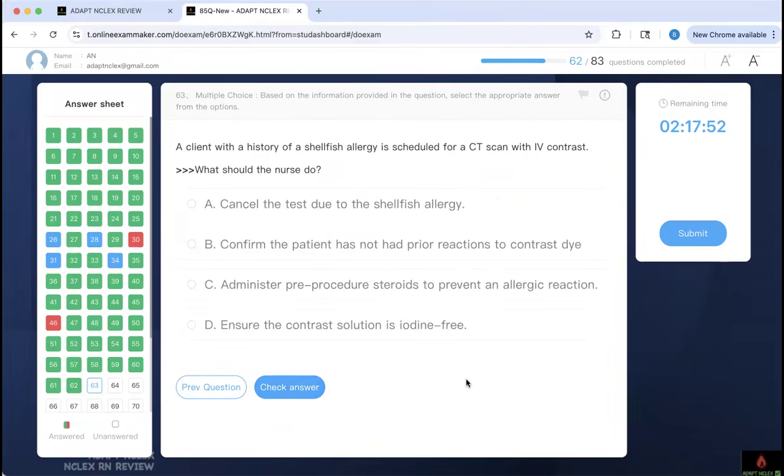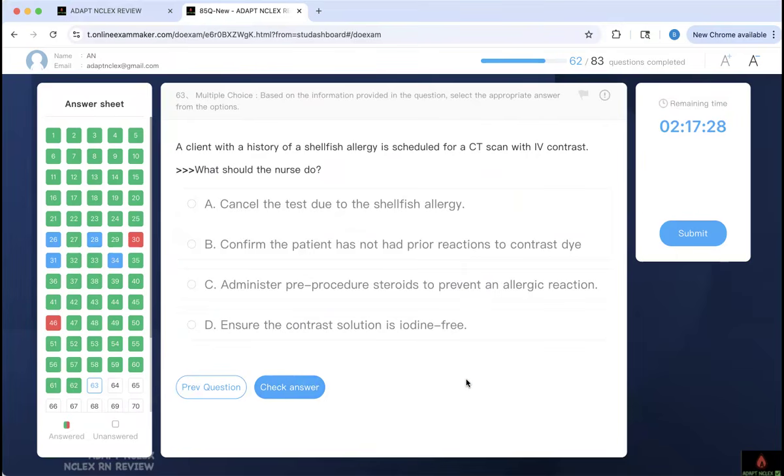A client with a history of shellfish allergy is scheduled for a CT scan with IV contrast. What should the nurse do? Is shellfish contraindicated? Cancel the test due to the shellfish. Confirm the patient has not had any prior reaction to contrast. Administer a pre-procedure steroid to prevent an allergic reaction. Ensure the contrast solution is iodine-free.